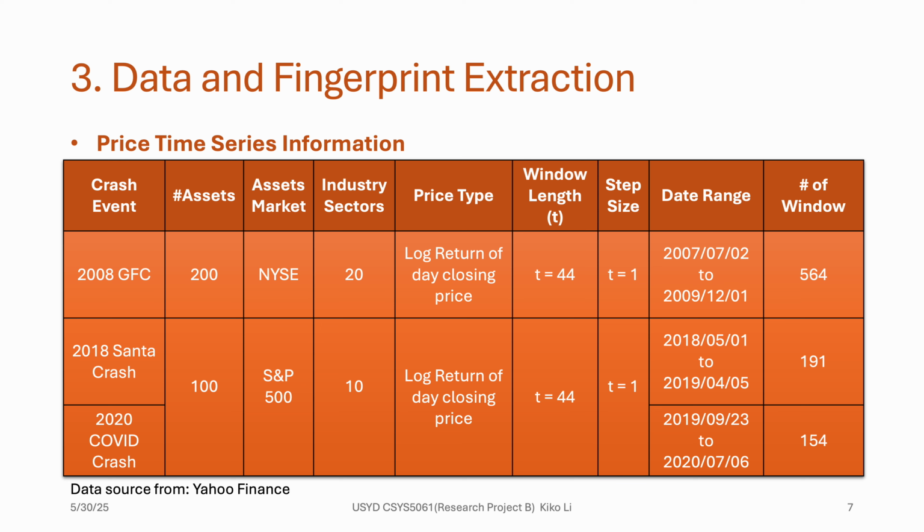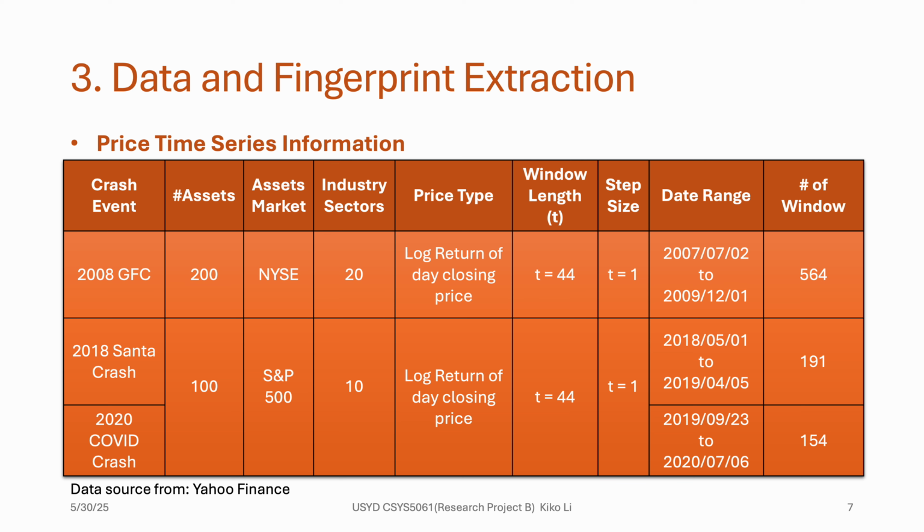Now, let me introduce our data and feature extraction setup. We study 3 crash events: the 2008 global financial crisis, the 2018 sector crash, and the 2020 COVID-19 crash, using daily closing prices downloaded from Yahoo Finance. For the 2008 crash, we tracked 200 stocks from the New York Stock Exchange, spanning 20 industry sectors. For the sector crash, we used 100 assets from the S&P 500 across 10 sectors. And for the COVID-19 crash, we again selected the same set of assets as in the sector crash.